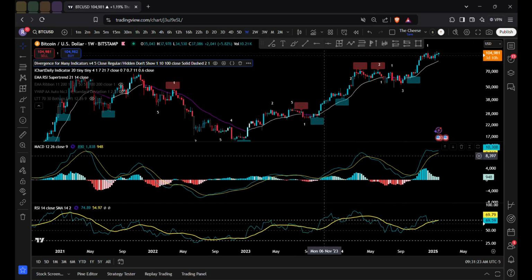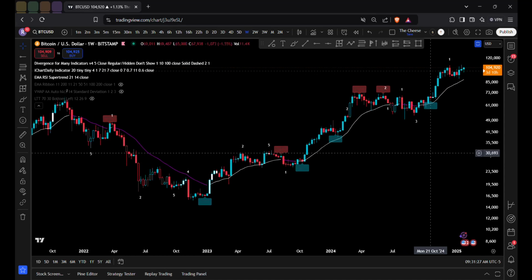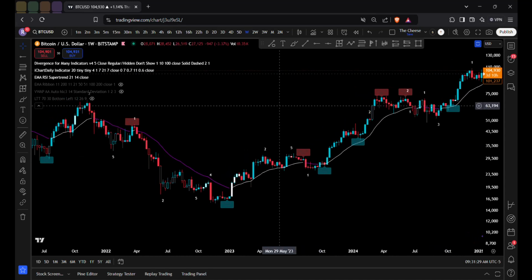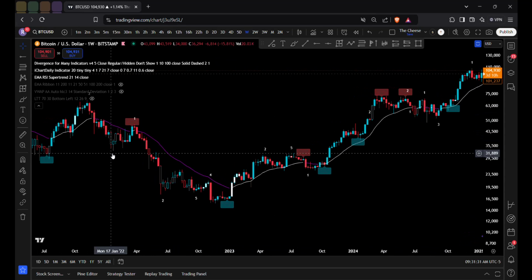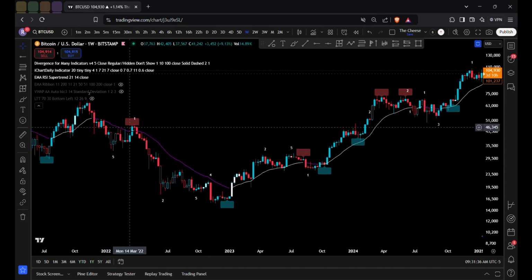So I just want to see the numbers. Looks nice and neat like that. Once again, you could clearly see on a weekly chart, pretty freaking accurate, right? I mean, 5 divergences here, also lined up with my market bottom indicator, went back to the moving average.